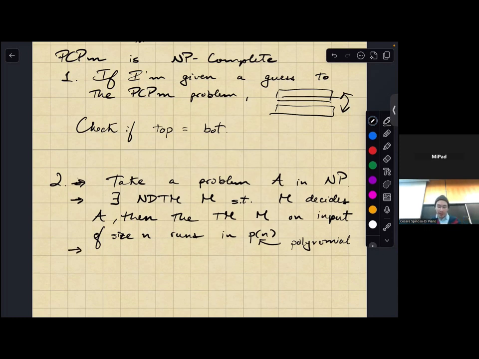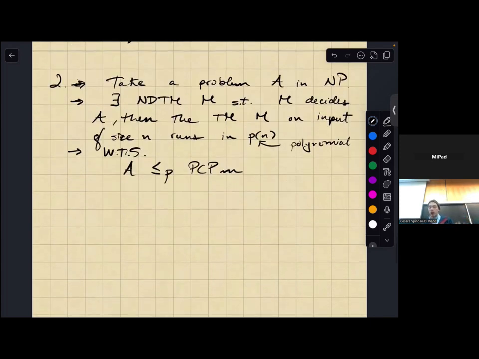What I need to do now is somehow take this problem. What I want to show is that I can take this problem A, which is just an arbitrary problem in NP, and reduce it in polynomial time to PCPm. Okay, so how do I do this?